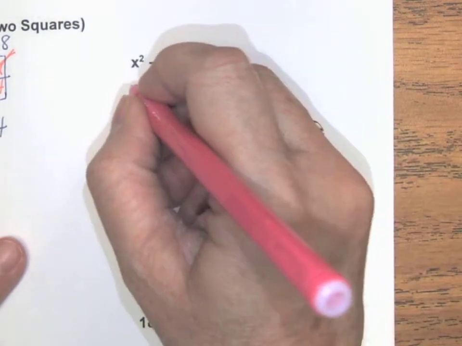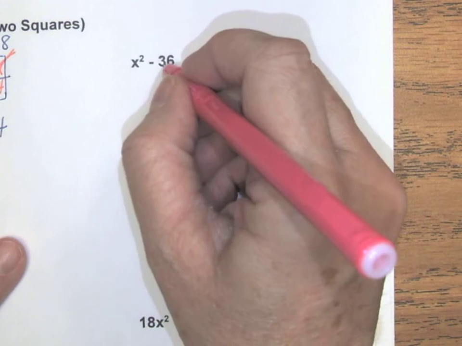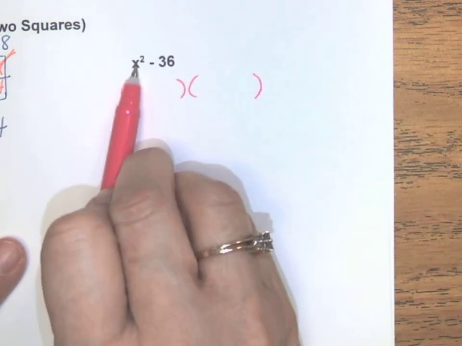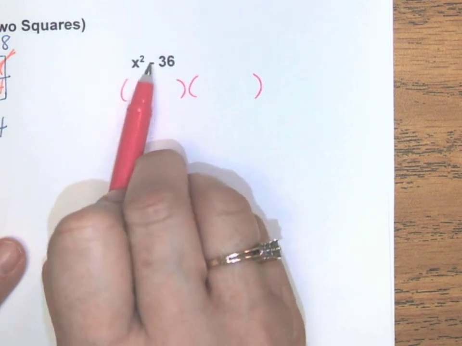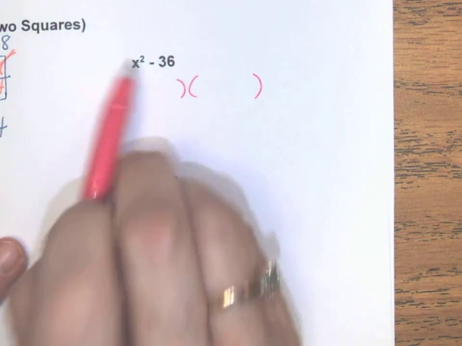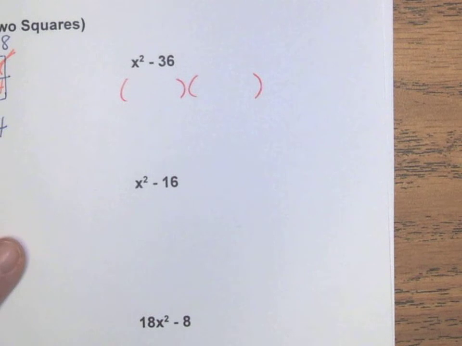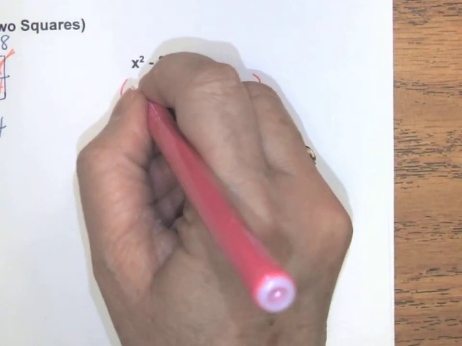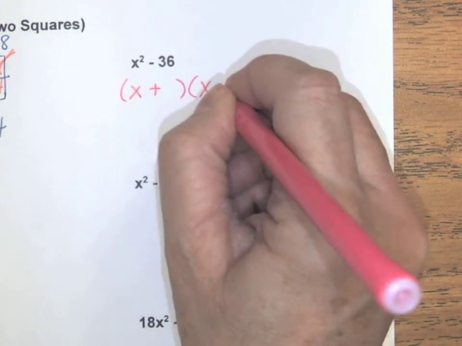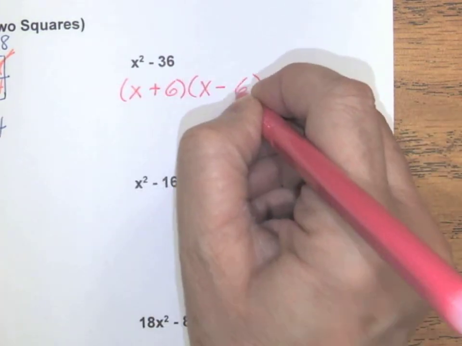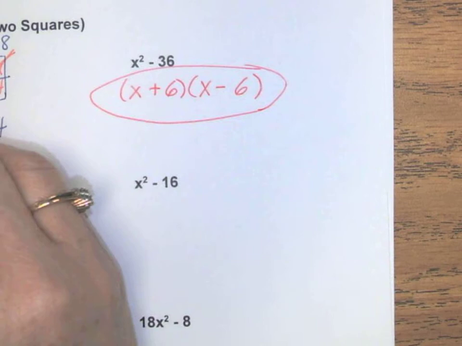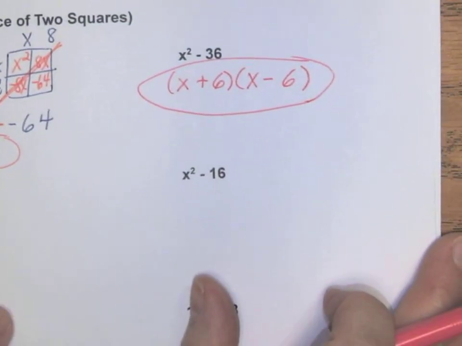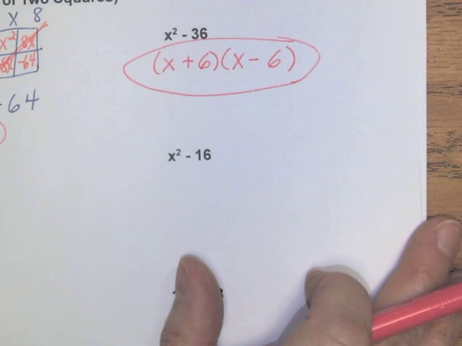When I'm factoring these, I don't have to make my box, I don't have to list my factors, I don't have to think about anything. I just know that if this is a perfect square, this is a perfect square, and there's a minus in between, then I know that it's difference of two squares. That means I do the square root of x squared, I do a plus and a minus, and I do the square root of 36. It's that easy. So difference of two squares, or DOTS as I like to call them, are the easiest ones to factor, and we need to be able to recognize them quickly.